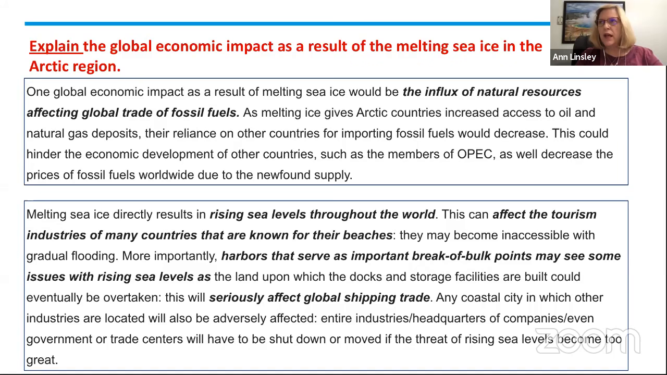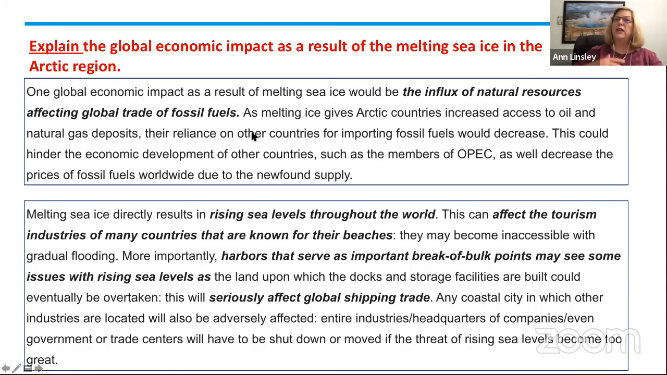I didn't ask you about that. I asked you about what is going to happen from an economic perspective as a result of that sea ice melting. At the global level, so across the entire world, what may happen economically, okay? So we look at the student here, as a result of melting sea ice would be the influx of natural resources affecting global trade of fossil fuels.